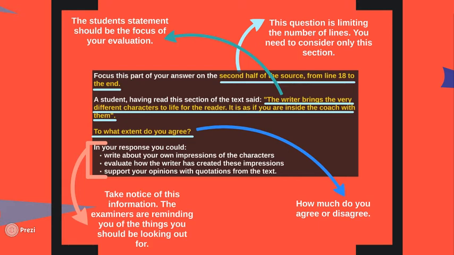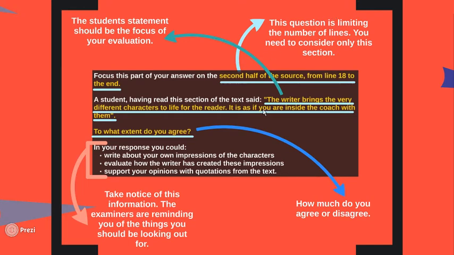The first thing that we need to take notice of is the fact that it says the second half of the source, from lines 18 to the end. So this question is limiting the number of lines that you can consider, and you need to go really carefully to make sure that any information that you extract only comes from those lines. Anything outside of those lines won't actually be credited.